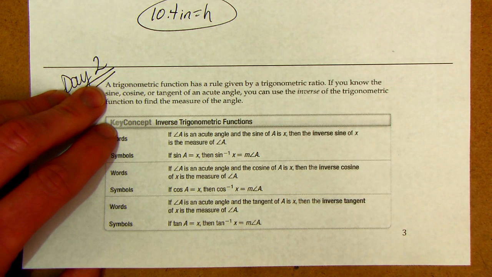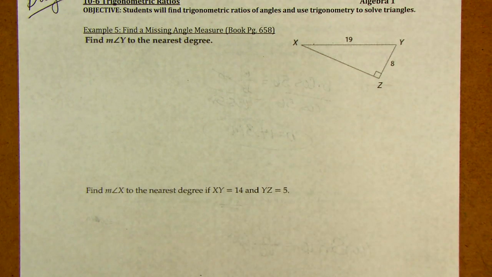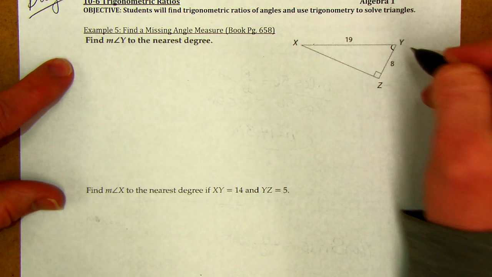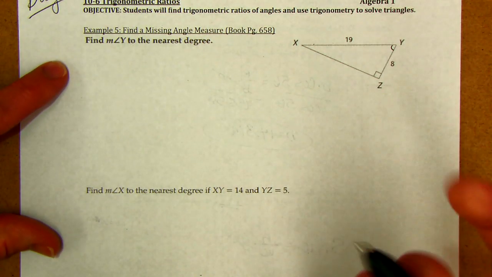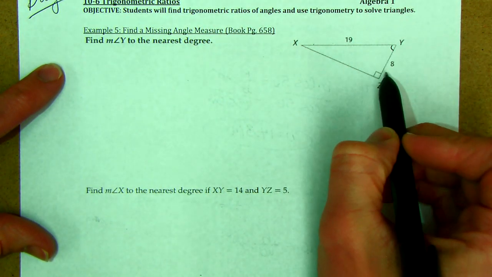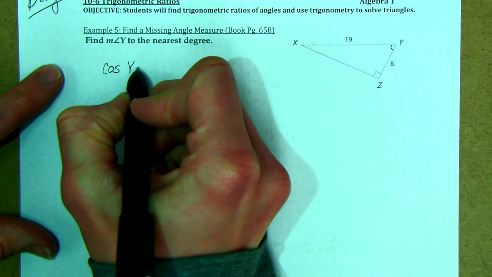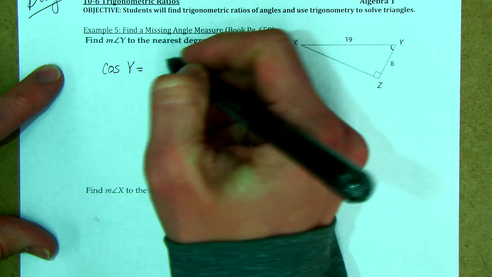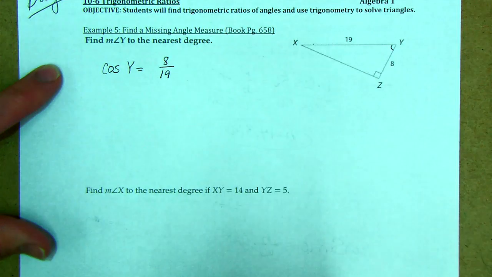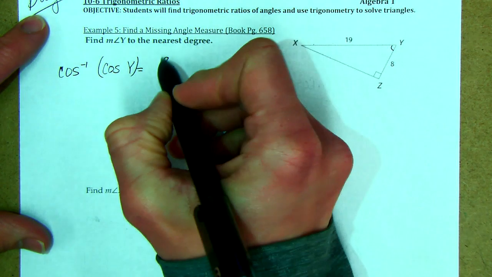What happens when now we know two of the side lengths, but I want to find the measure of angle y? So I want to find this angle right here. Looking at angle y, I have the hypotenuse and I have the adjacent side. So I know that the cosine of y is equal to adjacent over hypotenuse. So how do I get rid of cosine? Well, I take the inverse of cosine. So I'm simply going to take the inverse cosine of 8/19.